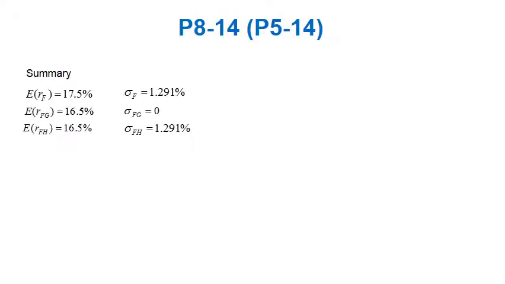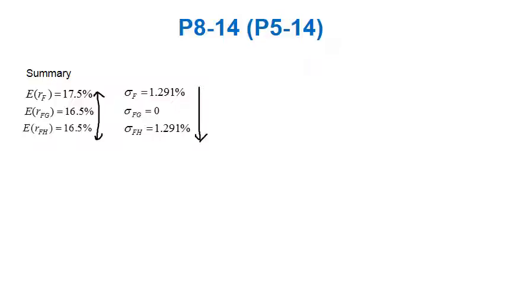So let's quickly summarize our findings before we proceed on to part C. Our expected returns are stated here. For a portfolio comprising only of asset F, it is 17.5%. For a portfolio comprising assets F and G, it is 16.5%. And finally, for a portfolio comprising assets F and H, it is 16.5% also. So here are the expected returns on the portfolios. The corresponding standard deviations are as follows: 1.291% for a portfolio comprising only asset F, 0 for a portfolio comprising assets F and G, and finally also 1.291% for a portfolio comprising assets F and H.